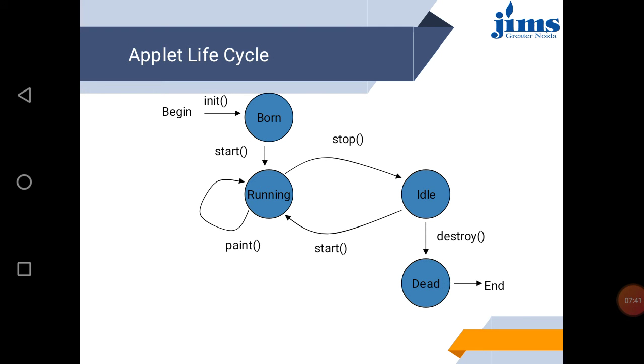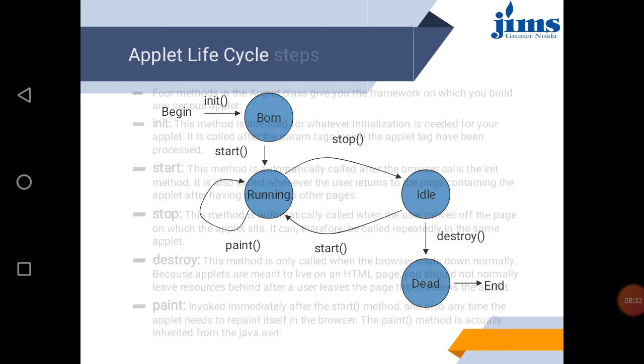So how does this happen? When we begin, then init method gets called, and born means applet gets created, and then it calls the start method, and once start method gets executed, then applet starts working, and now paint method gives you output, and you or browser can stop the applet, and it goes to idle state, and from idle state it can again get converted into running state, or from idle state it can go to dead state, and dead state is achieved using destroy method, and that ends the applet life cycle.